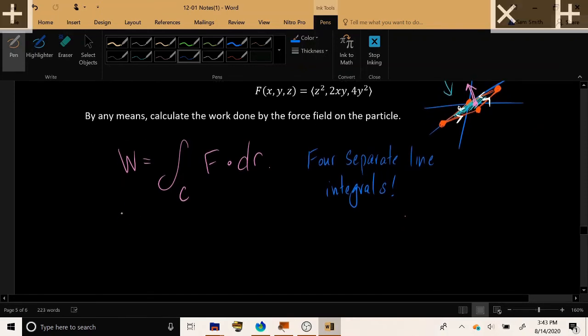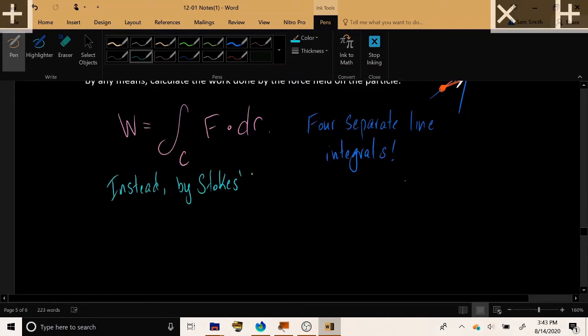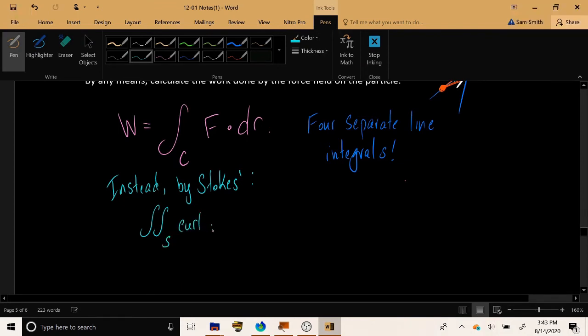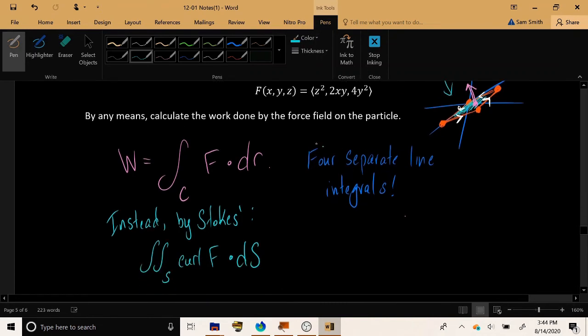So instead, by Stokes' theorem, we're going to try to see if it will be any easier to calculate the double integral over the plane of curl F. Calculate that surface integral. Let's see. So to begin with, let's write down what the curl of F would be.